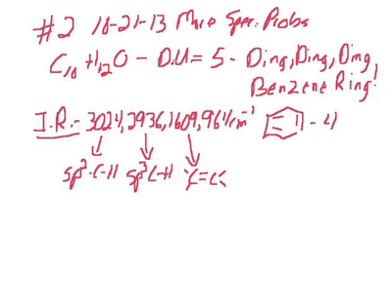Now, what I want is for you to have your tables out, because that's what you're going to have in the test, right? You might as well practice like you play, all right? So make sure you have that table out. So 964 tells us there's an alkene. What kind of alkene? A trans alkene.